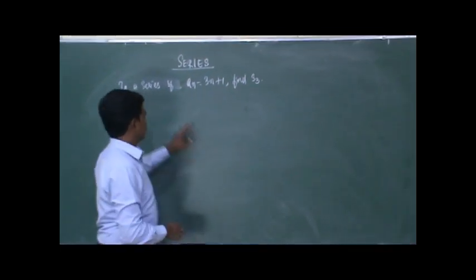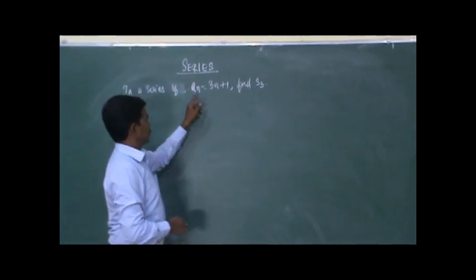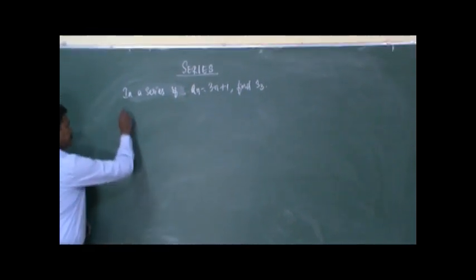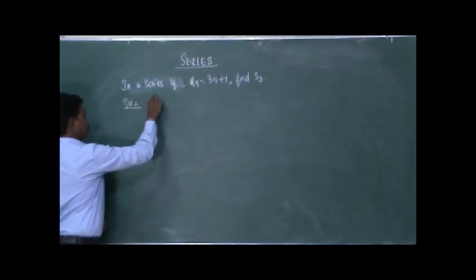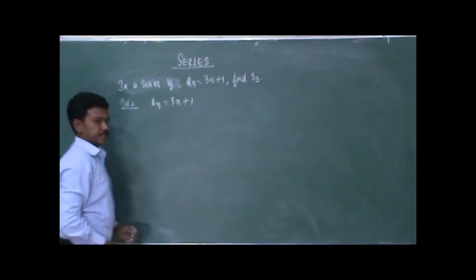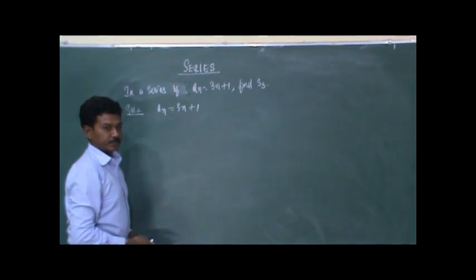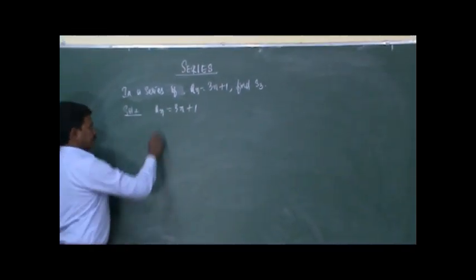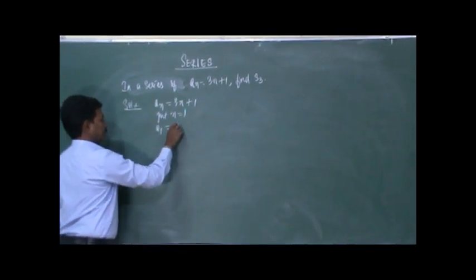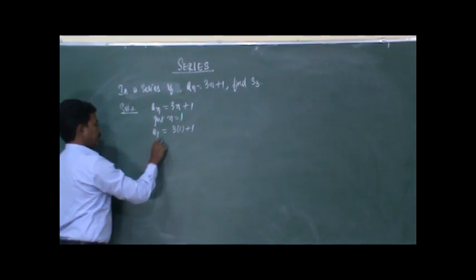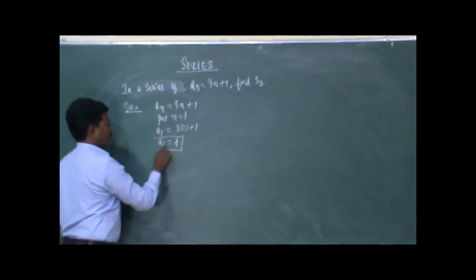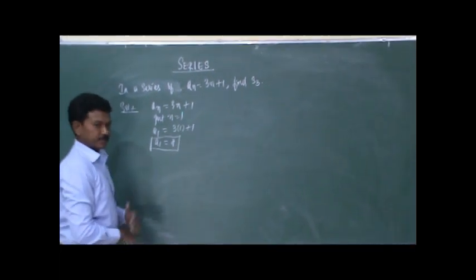To find the first 3 terms, we take the help of the nth term of the sequence. The nth term is 3n plus 1. In order to find the first term, what is to be done? We substitute n is equal to 1. So a1 is equal to 3 into 1 plus 1. 3 into 1 is 3, plus 1, that is 4. a1 is 4.